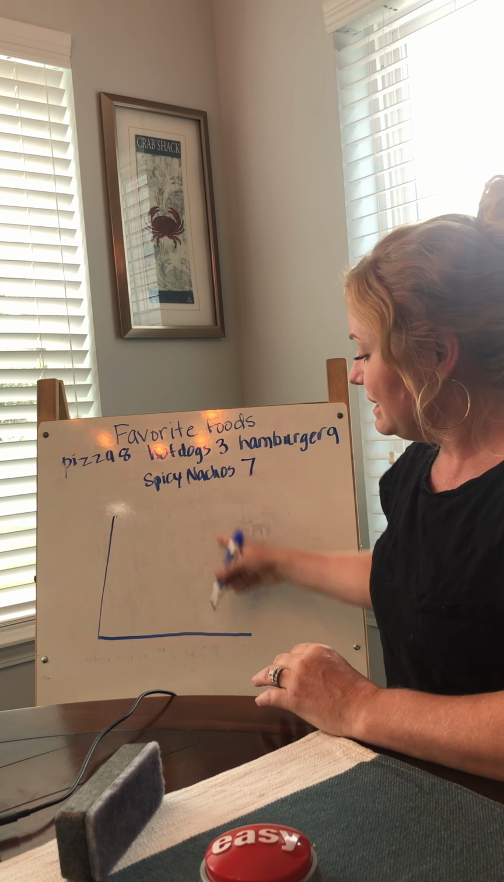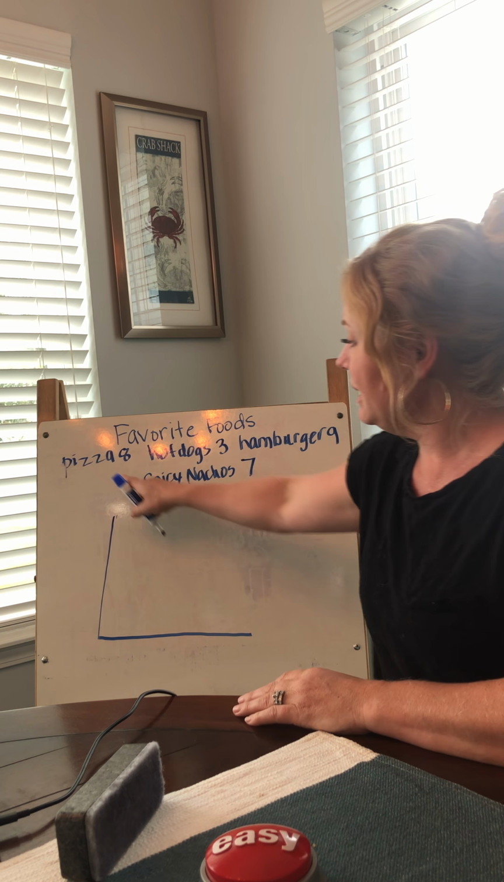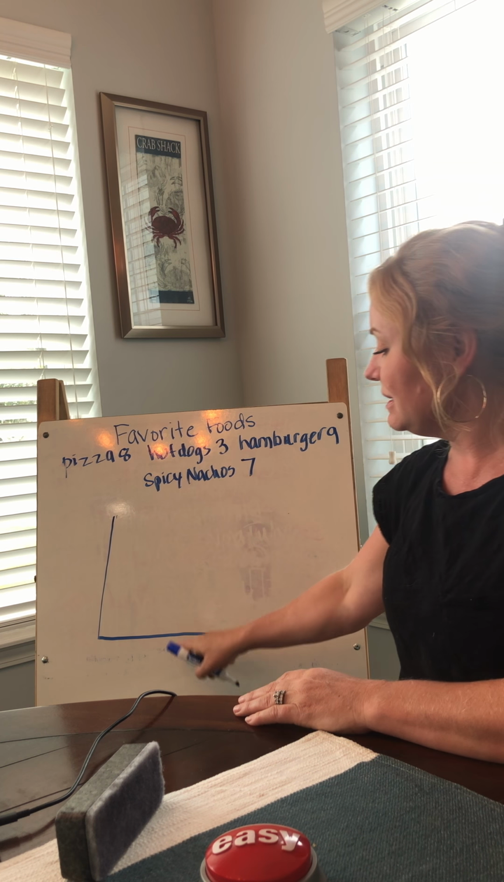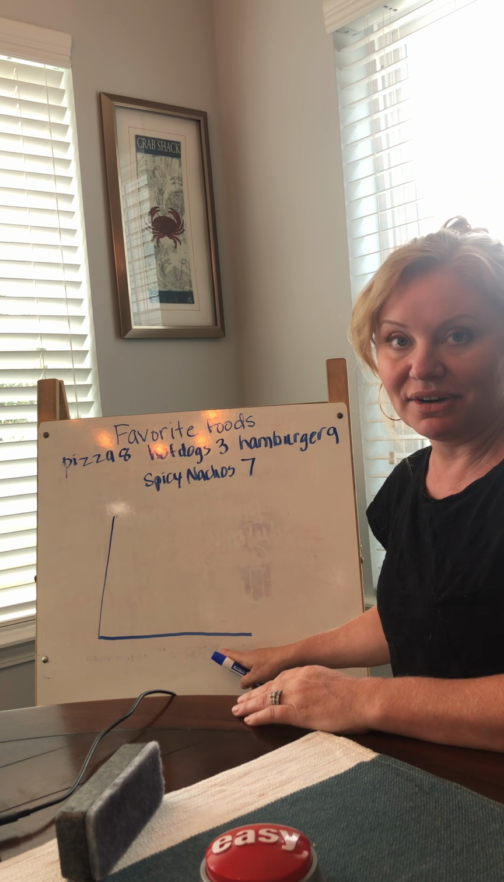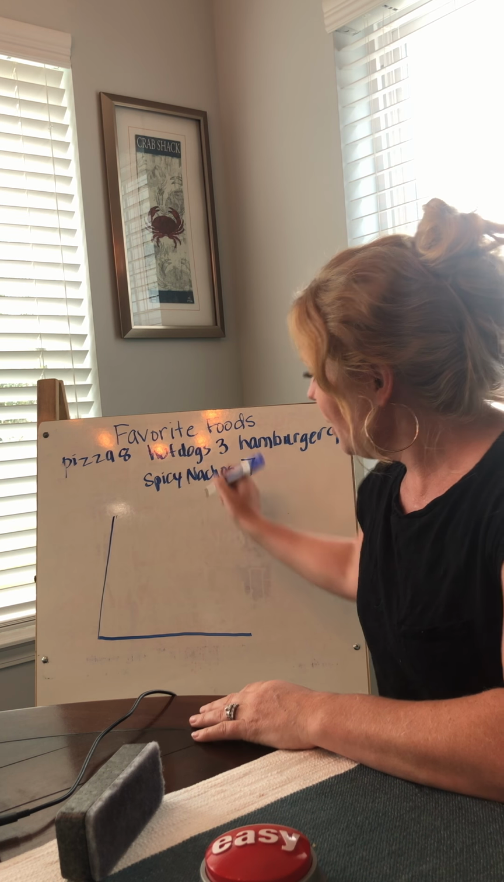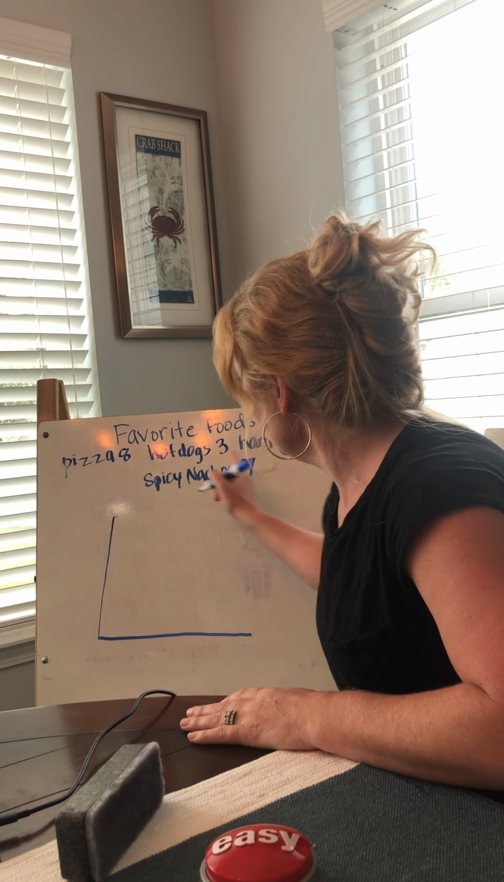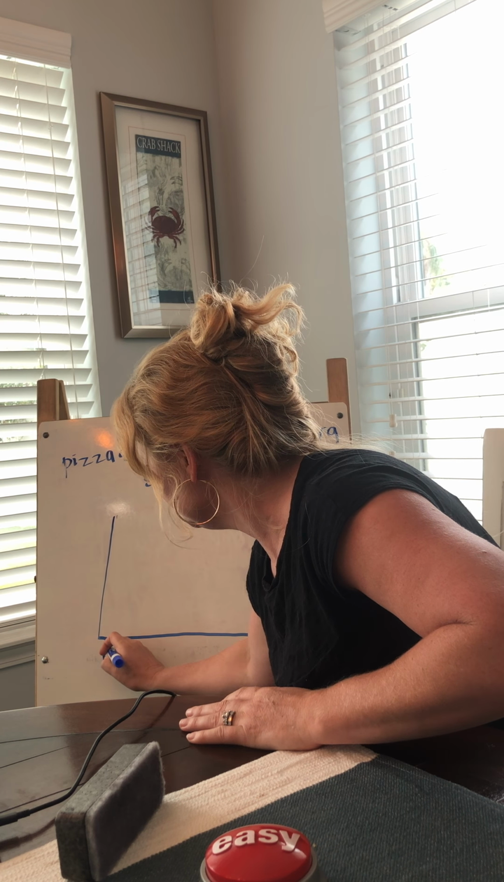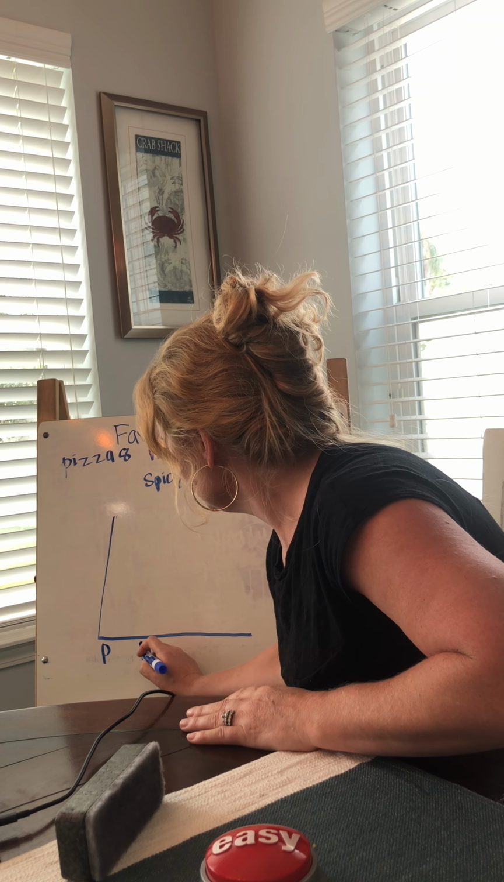Because they're gonna go up and down, my categories, meaning my pizza, hot dog, hamburger, spicy nachos, are gonna have to go down here. And then my scale will go on this side. So let's go ahead and put all of our categories. So I'm gonna do P for pizza, H for hot dogs.